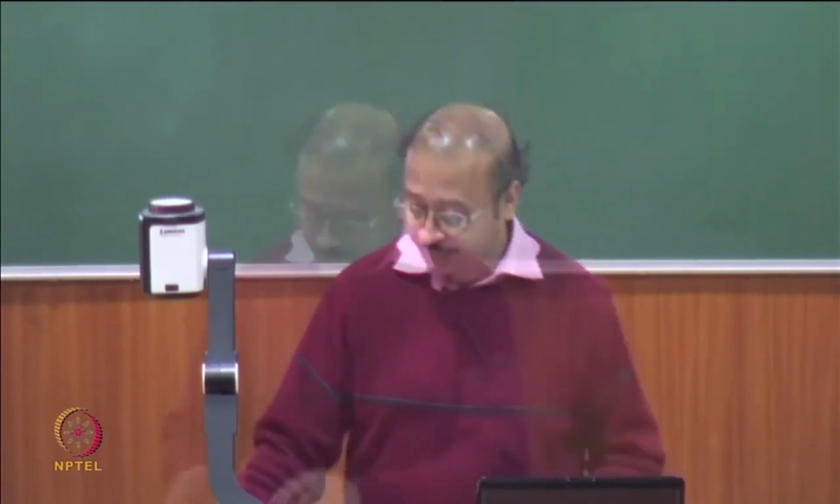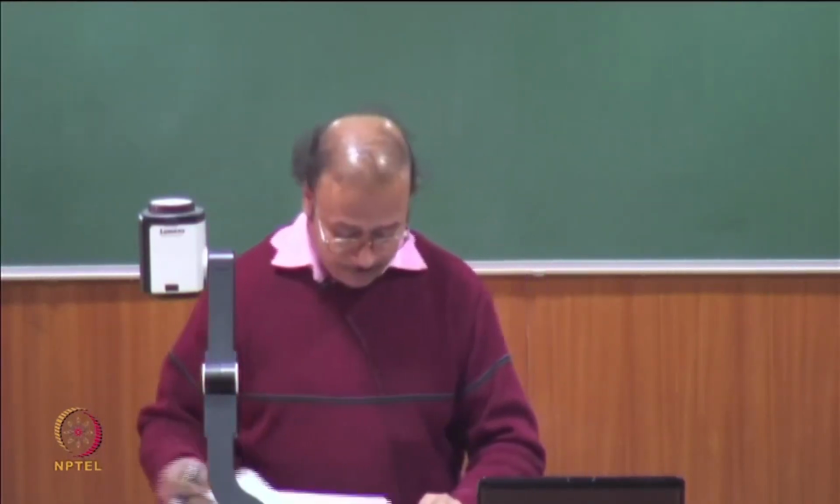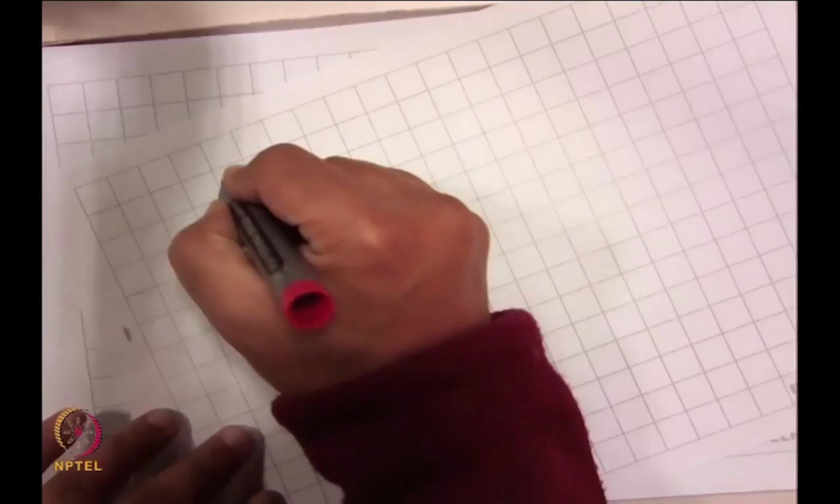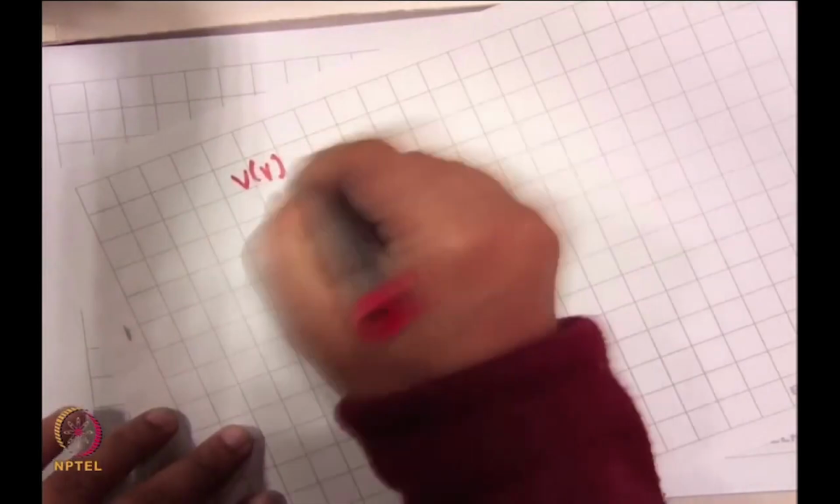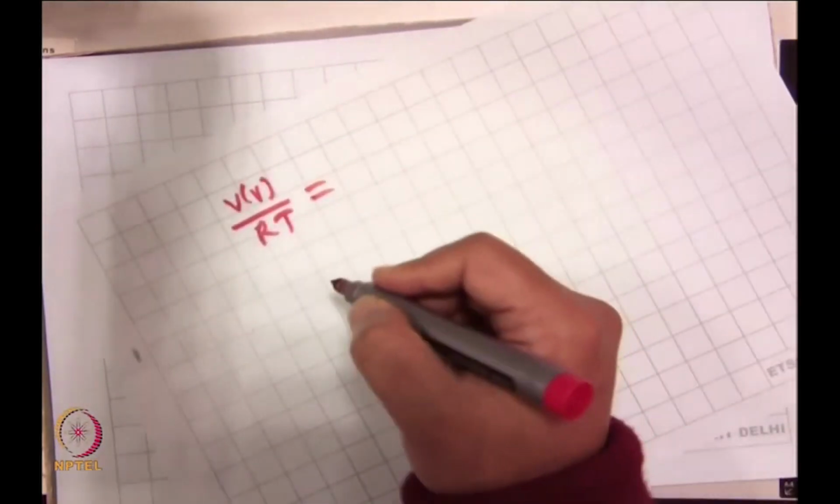We will just take an example. Before going on further, let us just do one more thing. What I can do is write V of R again, say V of R by RT. So if I write V of R by RT, what should I get? So this should be equal to what? Can you tell me?